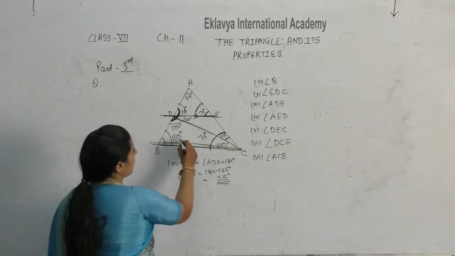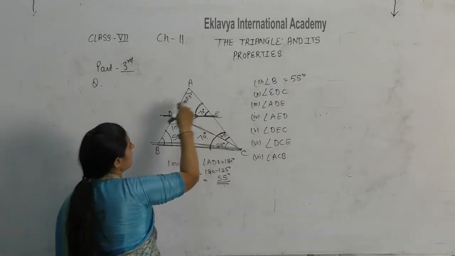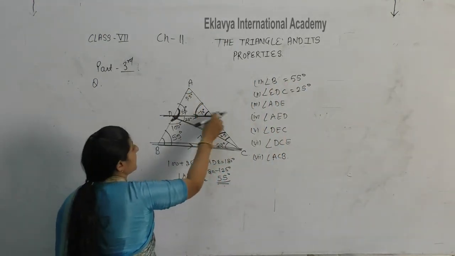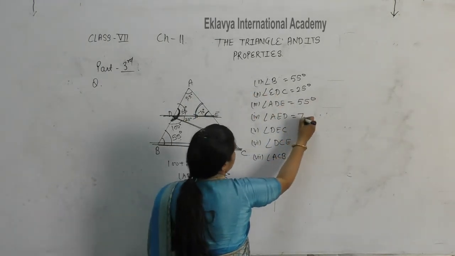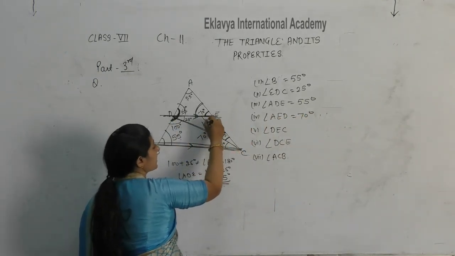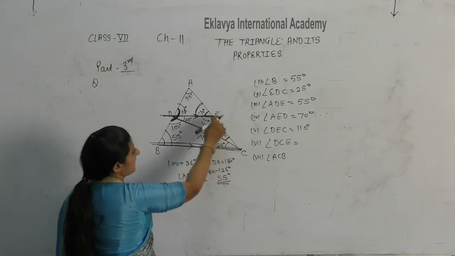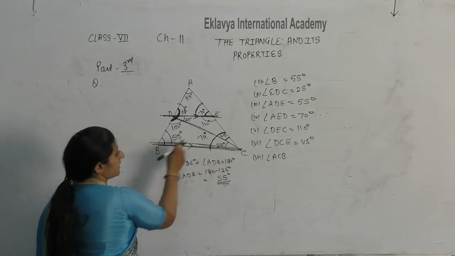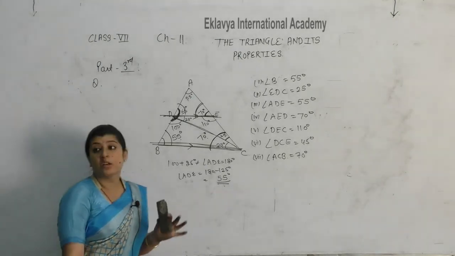Okay, now see, angle B value is equal to 55 degree. EDC 25 degree. ADE also 55 degree. AED is equal to 70 degree. DEC, this one angle, this 70, then this one becomes 110. DCE 45 degree. ACB 70 degree. So using this concept we will solve these questions.